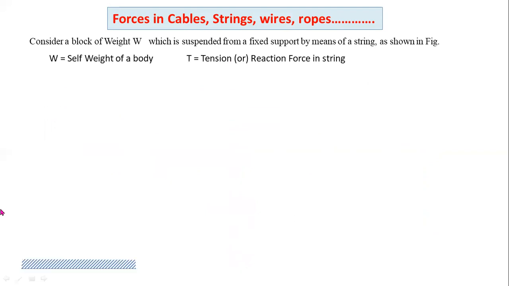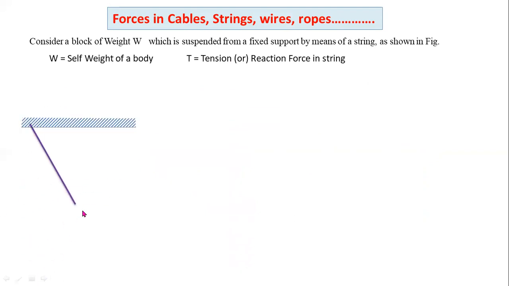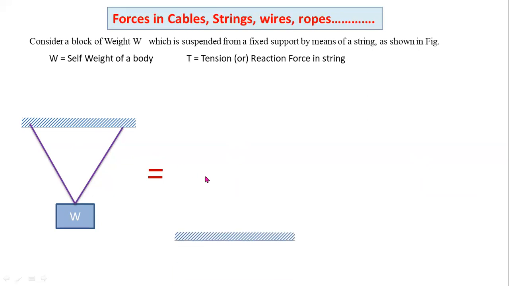In a similar way, consider a block of weight W which is suspended from a fixed support by means of a string, as shown in the figure. Here this block is suspended by two strings from the ceiling. Now you have to determine the forces induced in the strings. First of all, you have to convert this diagram into a forces diagram.